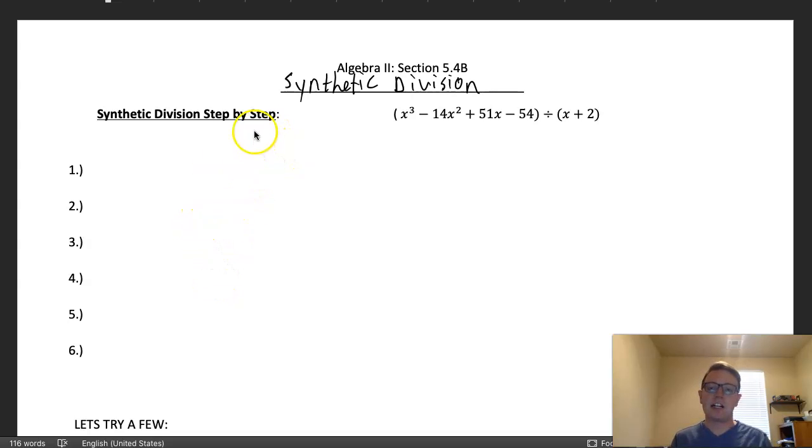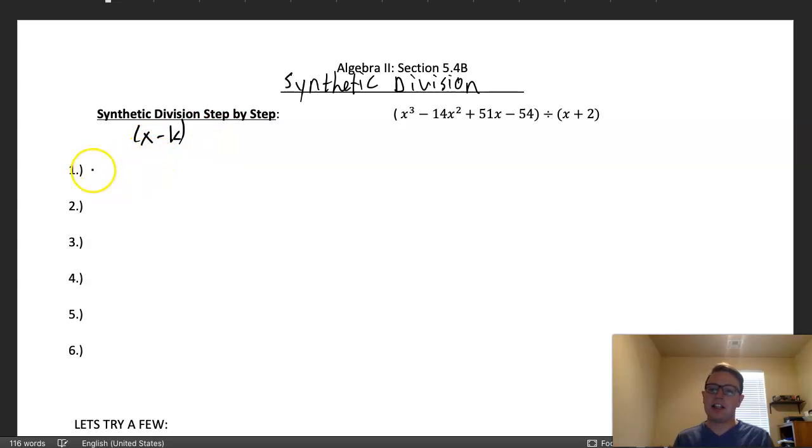Today we're going to be covering a simpler way to deal with polynomial division. We call this way synthetic division. So let's go ahead and show you what the steps are. One of the key things to note is synthetic division only works when we're looking at this as x minus k.